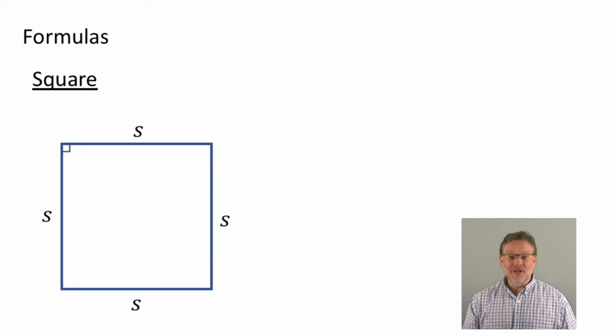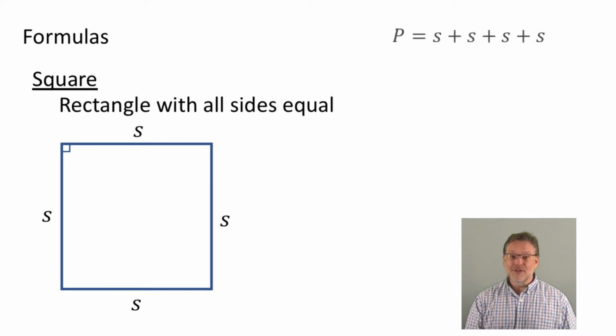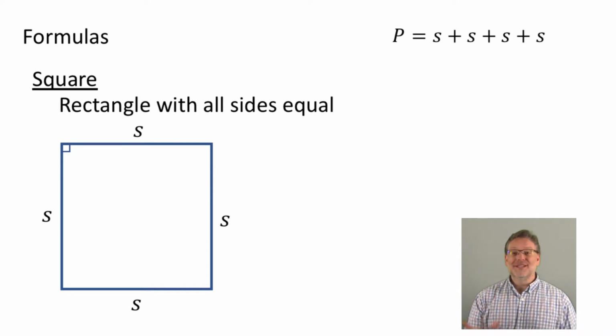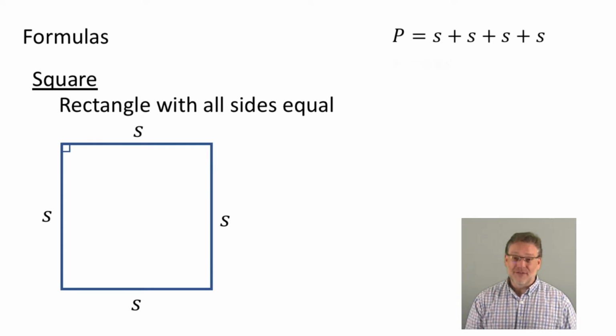It's even more straightforward when we're talking about a square. Now it's not just opposite sides that are equal, but all 4 sides are equal. The length of a side is simply S. And so a rectangle with all sides equal is how we define a square. And we can describe the perimeter of the square very simply, S plus S plus S plus S. Well, there's a simpler way of describing it, isn't there? It's simply 4 times S.